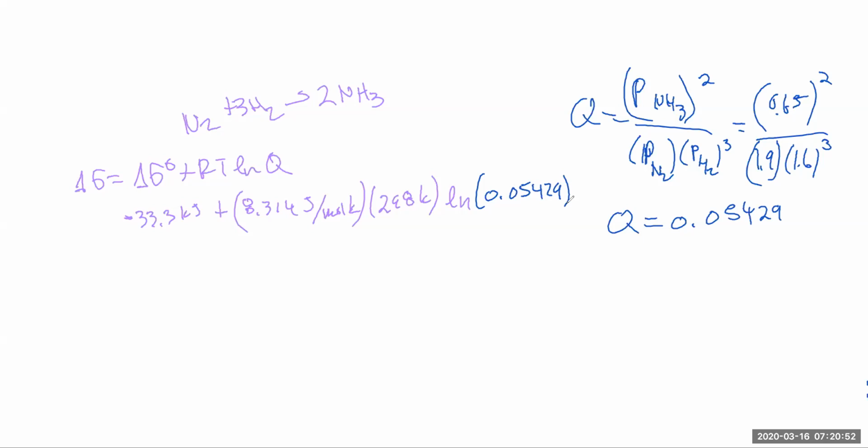Now we need to take its ln. We need to multiply that by 298 and by 8.314. And we get something like a negative 7.218. Now the important part is we have to pay attention to our units. So we are going to be in joules per mole. And then this is negative 33.3 kilojoules per mole. That's going to be equal to our delta G. So we got to divide that by 1,000 to get it into kilojoules.